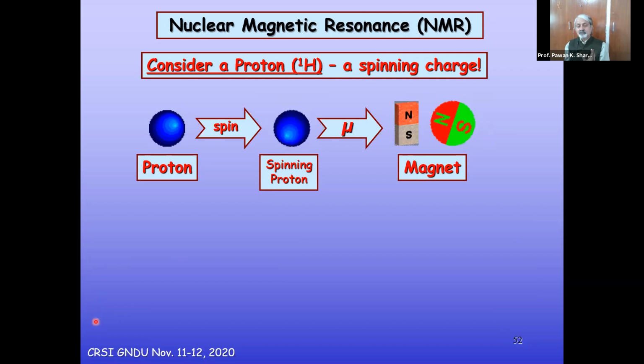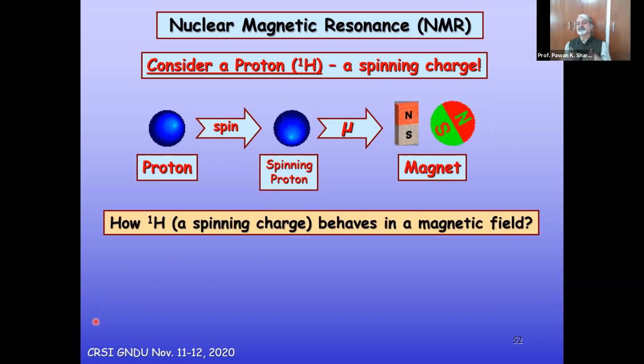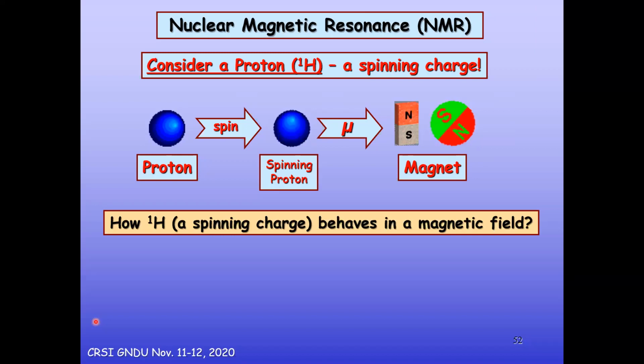So now we need to understand NMR, nuclear magnetic resonance. What happens to this nucleus? Nucleus means spinning charge, spinning magnet. What happens to the spinning magnet when we immerse it in an external magnetic field? That is the question in the story. What would happen to a proton? What would happen to a hydrogen when we immerse it in an external magnetic field?